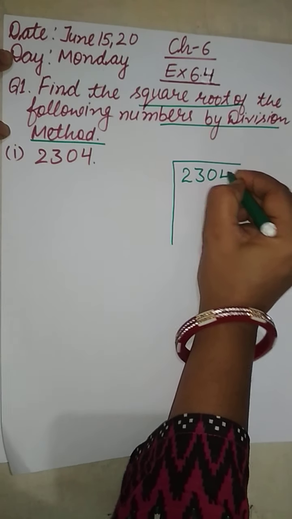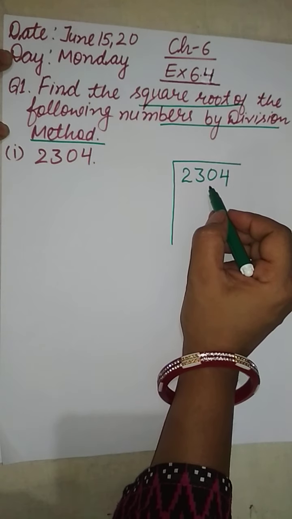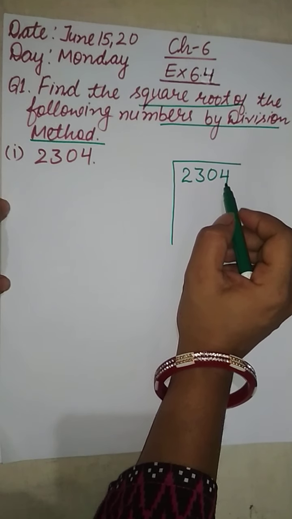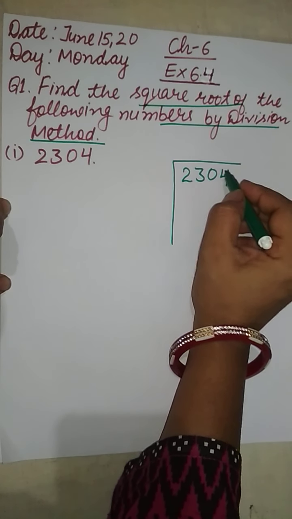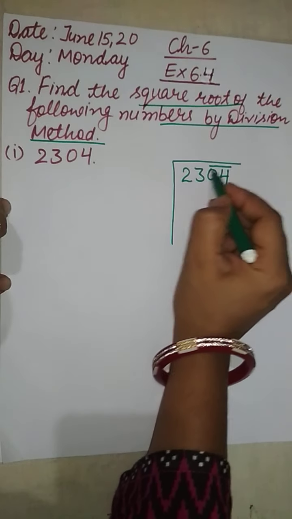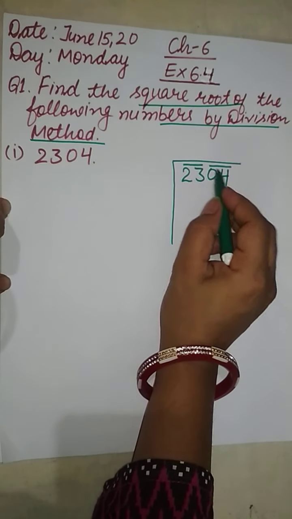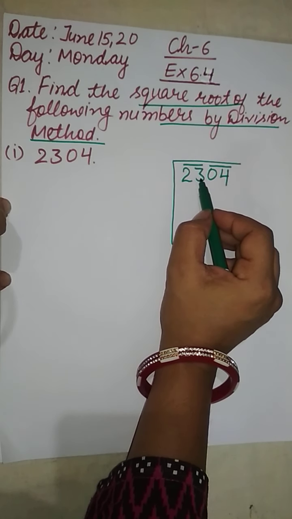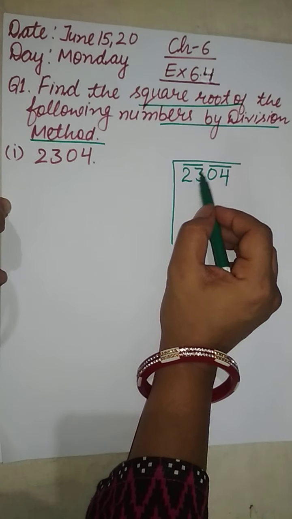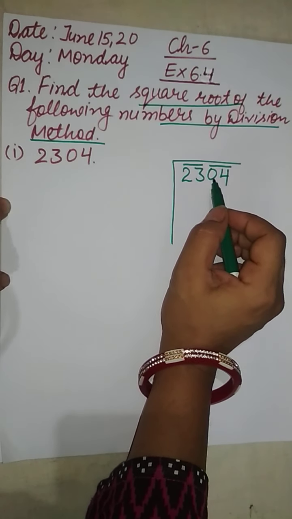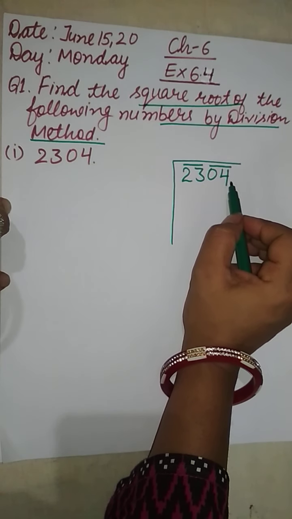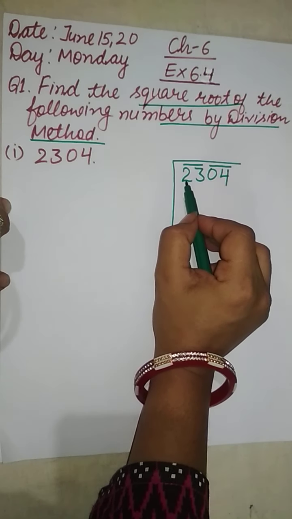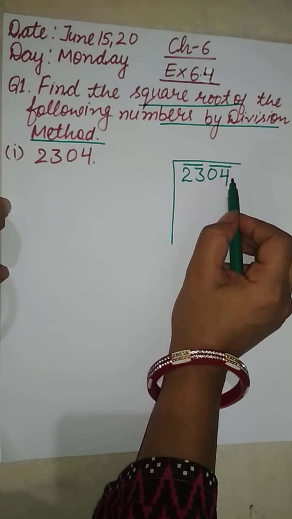There are some steps which we have to follow. In this method, firstly we will make the pairs starting from the right side, that is from the ones digit, like this. As the number of digits of this number is 4, it has two pairs. Suppose it is a 3-digit number, then the first digit will be a single digit, but after that we have to take pairs only. The first digit can be either double or single digit, but after that there should be pairs only.